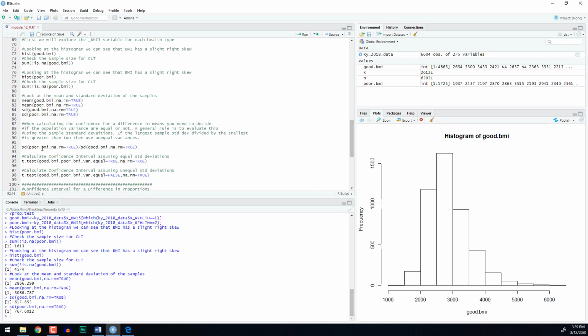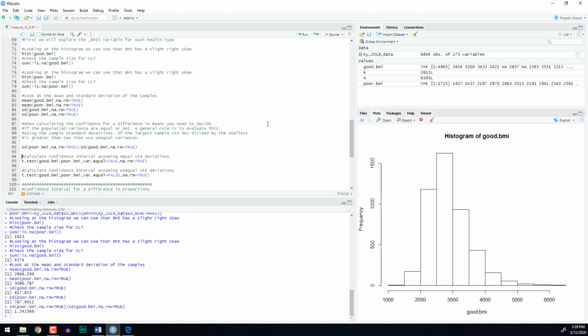Notice we know that the poor BMI standard deviation is the largest based off the output we just looked at. We see this value is less than 2, so it would be reasonable to run the procedure where we assume equal population standard deviations. For illustration, we're going to calculate it both ways.